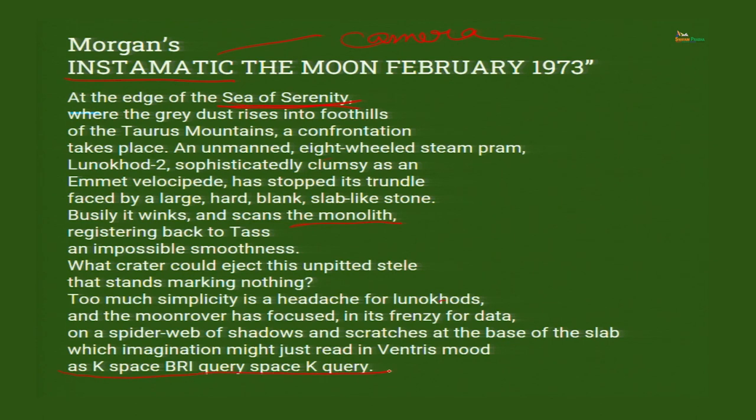So this is the language in which the computer is registering the data. Lunokhod 2 is a small robot, a kind of instrument which is collecting data on the surface of the moon. While roaming around on the surface of the moon, it suddenly comes across a monolith. A monolith is a very big stone which has a very smooth surface. And it cannot understand how that monolith came to be on the surface of the moon.